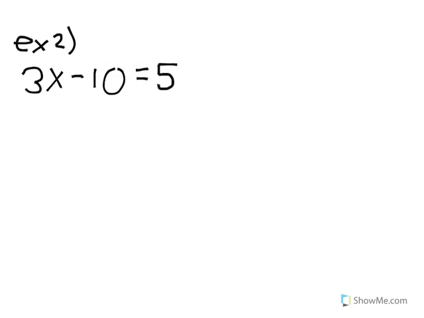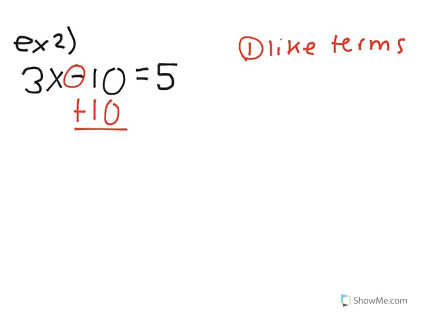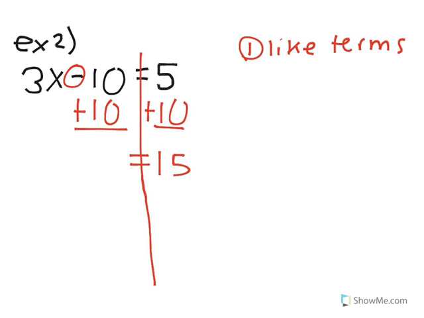Alright, let's go into our next example. We're going to do the same 3 steps. Step 1 is like terms. So 10 and 5 are like terms. Since it's a negative 10 this time, we're going to add. What we do to one side of the equal sign, we must do to the other, so plus 10. So 15 is equal to 3x. These cancel.